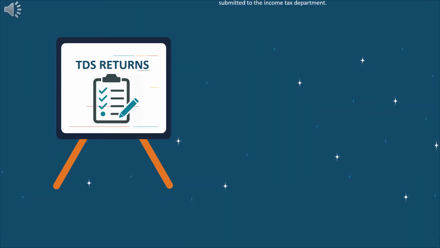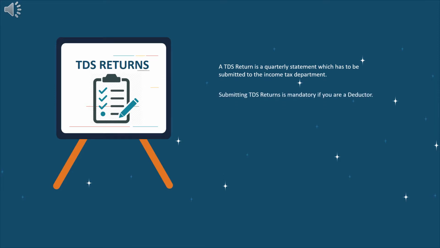TDS returns. A TDS return is a quarterly statement which has to be submitted to the Income Tax Department. Submitting TDS returns is mandatory if you are a deductor. TDS return consists of details of tax deducted and deposited by you.